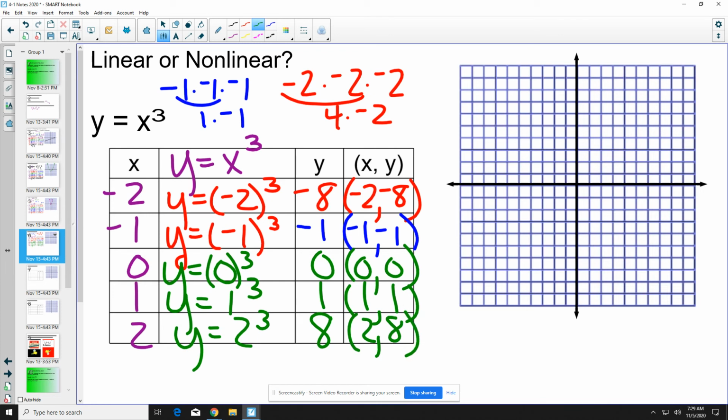All right. Now make sure you have your x and y axis drawn. If not, pause the video and draw it before we graph. All right. So -2, -8 means go left 2, down 8. On your graph, go left 2, down 8.